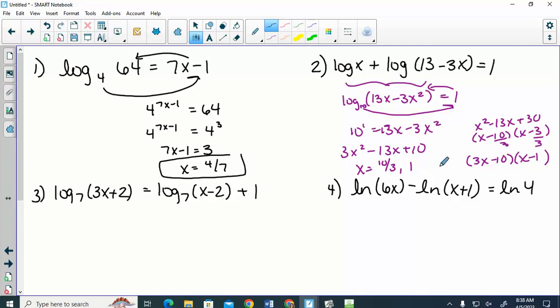And what else do you have to check? You have to check that the arguments are positive. So we can put in 10/3 to both. We can put a 1 into both. Why did the negative change? From 13x, it was minus 3x squared. I moved everything over to the side. I added my 3x squared over and subtracted my 13x.